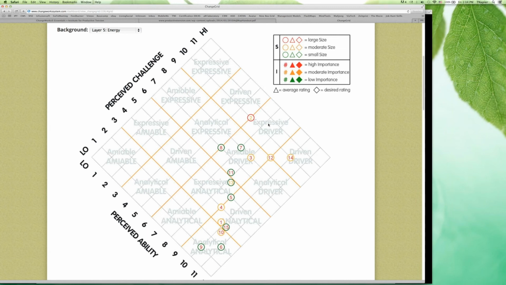I got a vote for expressive driver, another vote for expressive driver, another vote for expressive driver, a vote for driven expressive. Interesting. Another vote for driven expressive. Right now, more coming in. Okay, half of you are saying expressive drivers and the other half are saying driven expressives. I think it's very interesting that no one wants to put a driven driver in charge of your booth. Now, why would you hesitate to put a driven driver in charge of your booth?